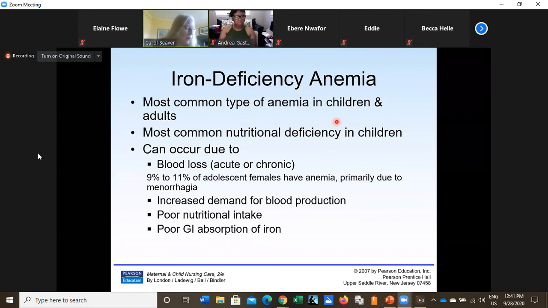So children and pregnant women can experience pica. I don't know if y'all have heard of that before, but pica is an unusual craving for non-food items. It's like ice and paint and dirt and clay and laundry starch, all kinds of things that are not food that the person craves.